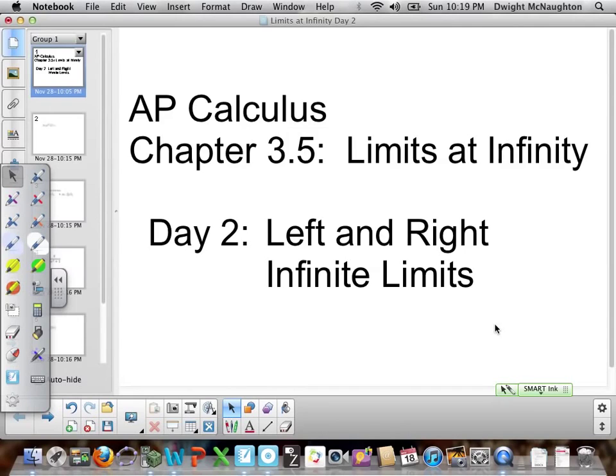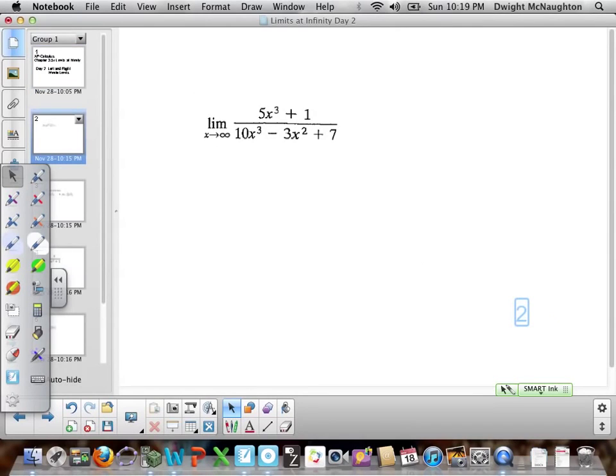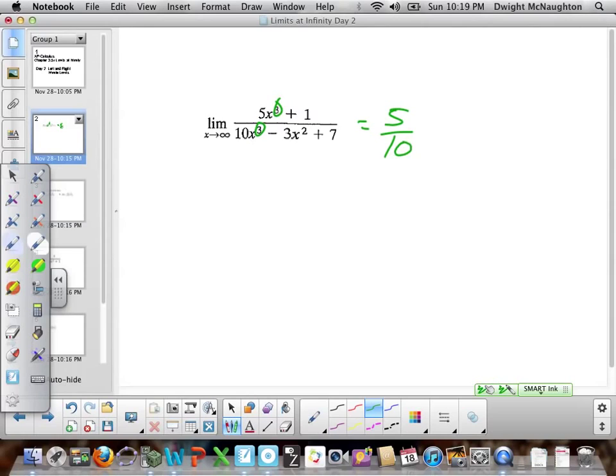Yesterday our limits were fine because they were a polynomial divided by a polynomial. For example, this one, the last problem from yesterday, 5x cubed plus 1 over 10x cubed minus 3x squared plus 7. If you put a really big number in the top, whether it's positive or negative, and you put the same really big number in the bottom, positive or negative will end up canceling out. This one, the numerator and denominator had the same degree, so we divided by the lead coefficients and got 0.5.